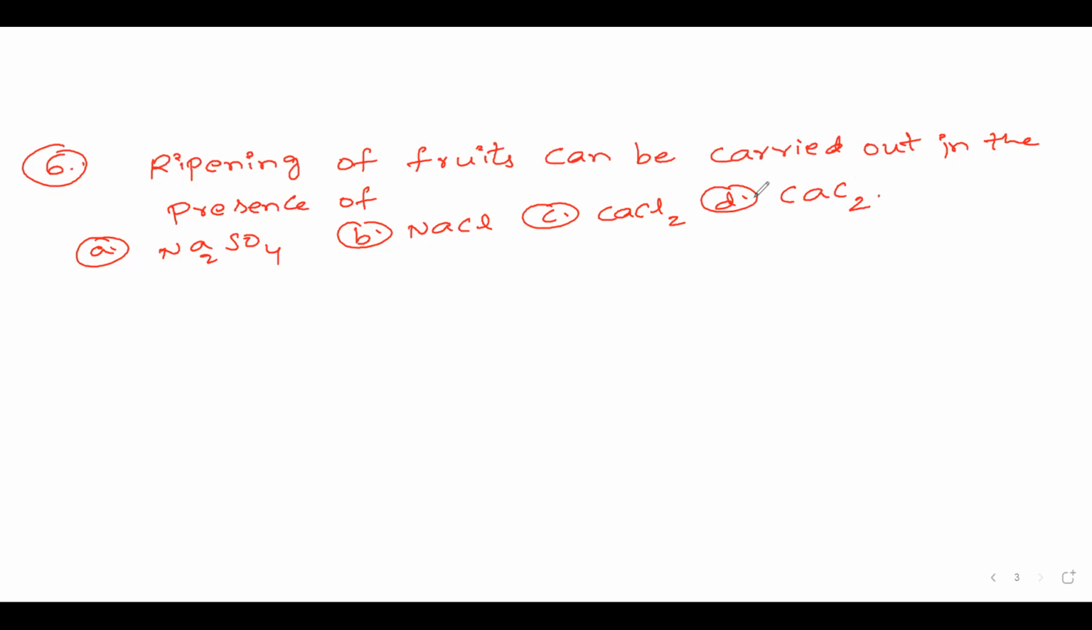So the right answer is: ripening of fruits can be carried out in the presence of calcium carbide. That's why it's a carbide, calcium carbide. Next question, question number 7.